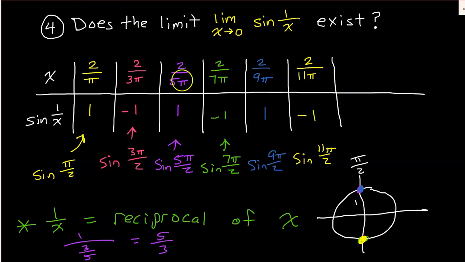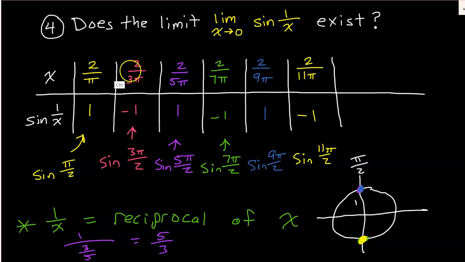Now let's talk about the fact that we're supposed to be finding the limit as x approaches 0. With these values that I've chosen for the x values, can you see that we are in fact approaching 0? The numerator is always 2. But look what's happening. I have 2 divided by pi, 2 divided by 3 pi, 5 pi, 7 pi, 9 pi, 11 pi. I'm always dividing by a bigger number.